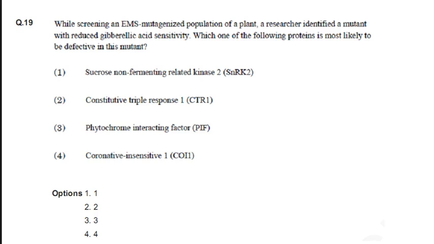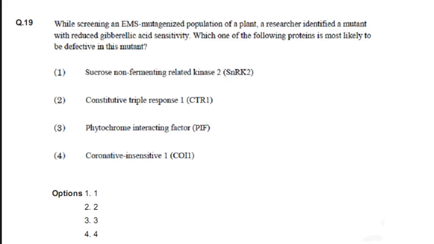Now another question. While screening an EMS mutagenized population of a plant, a researcher identified a mutant with reduced gibberellic acid sensitivity. Which one of the following proteins is most likely to be defective in this mutant? In simple language, the question is asking which protein will be mutated as a result of which gibberellin sensitivity is reduced.